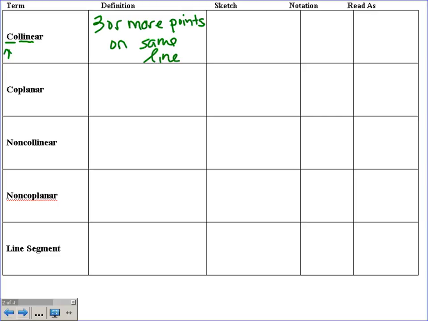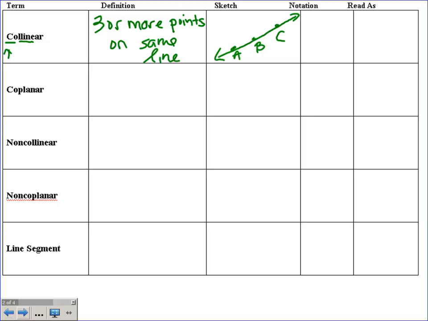Here's what this looks like. We have some line, looks like this. A, B, C. There's no notation.